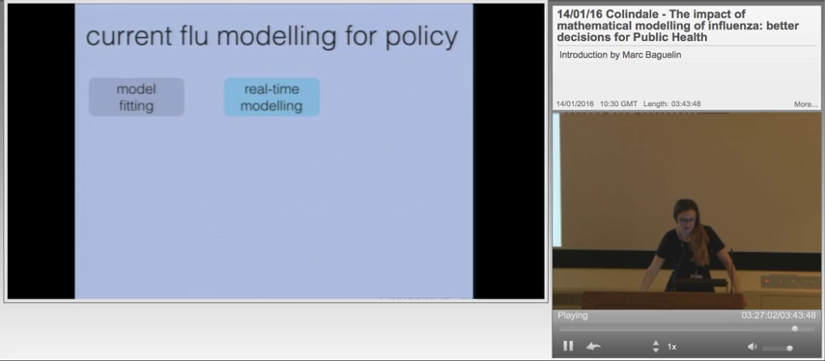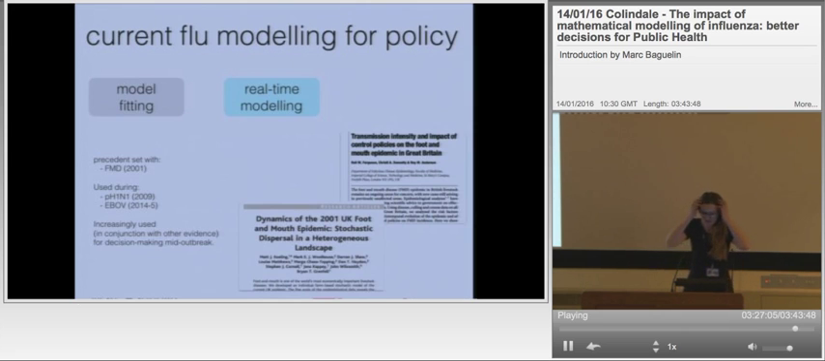So real-time modelling, I mentioned that before, but just to say this is really, historically, I think the precedent was set during the foot and mouth crisis, where the government commissioned multiple groups to be working on looking at very politically sensitive interventions in real time for the foot and mouth crisis, and then has subsequently been used for obviously the pandemic flu and also the recent, or actually now, as of today, I think, eliminated Ebola crisis.